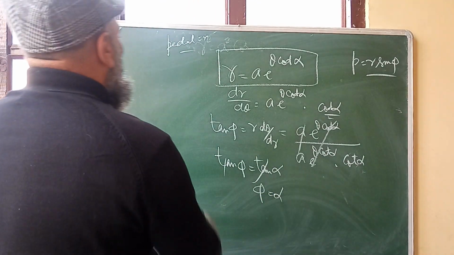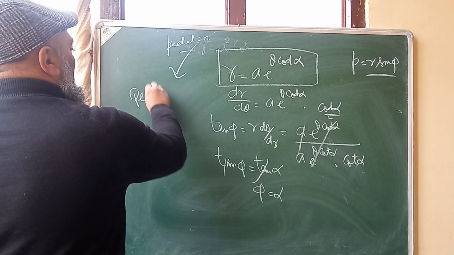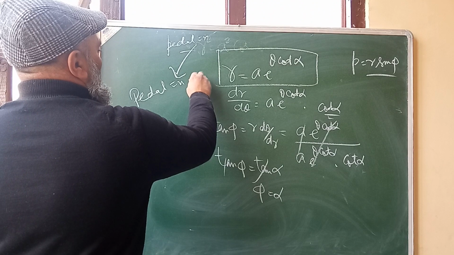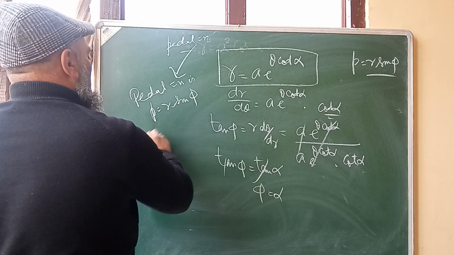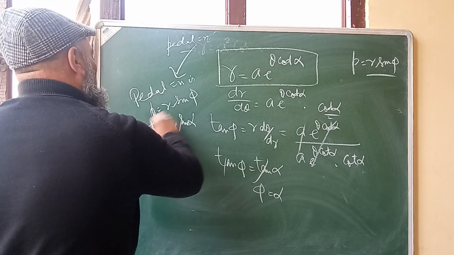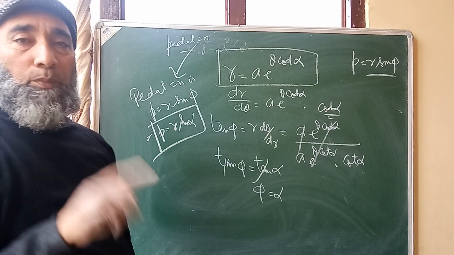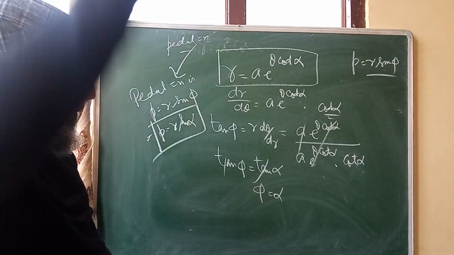Therefore, the pedal equation is P equal R sine phi. What's phi? P equal R sine alpha. This is the equation, the relation between P and R. Theta should not be there. Theta is to be eliminated, right?